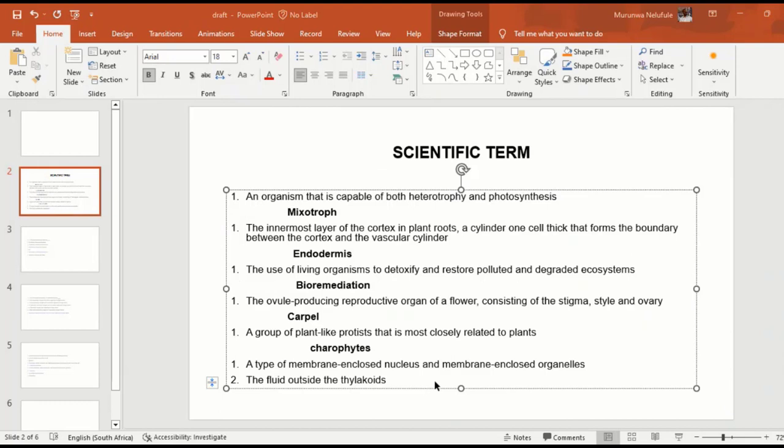A type of membrane-enclosed nucleus and membrane-enclosed organelle. At least you can just give a guess here, a scientific guess. Come on. Also, check out your chat box.